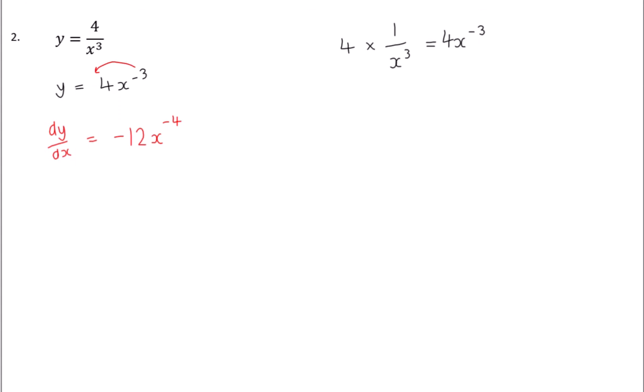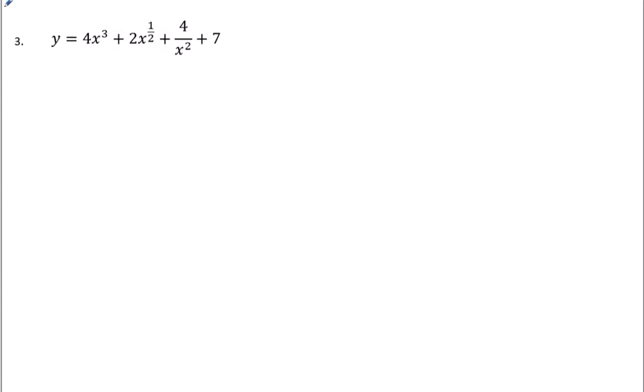Okay. Now the next one's a little bit trickier because it's a bit of a jumble. So the first term is fine, that's already in index form. The second term is already fine as well. So that's what I was saying earlier, we've got x to the power of half, so that's just a nice way of saying the square root of x.